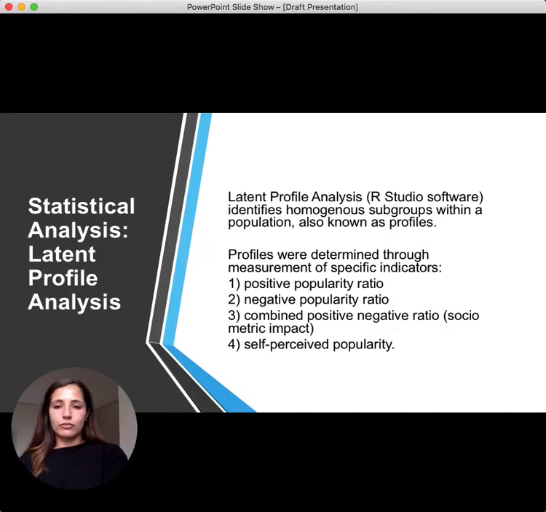To determine the profiles, the advanced statistical method of latent profile analysis was employed. This was used through the software RStudio, which works to identify naturally occurring subgroups within a population. These are measured through specific indicators. In this case, they were positive popularity scores, negative popularity scores, sociometric impact scores, as well as self-perceived popularity.